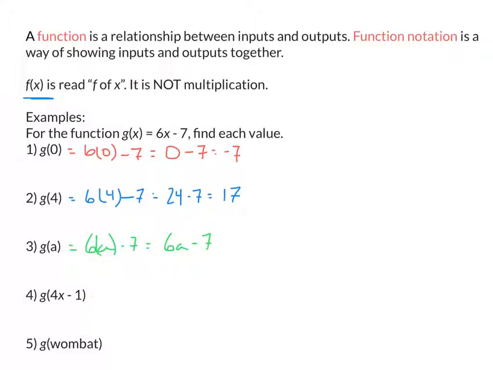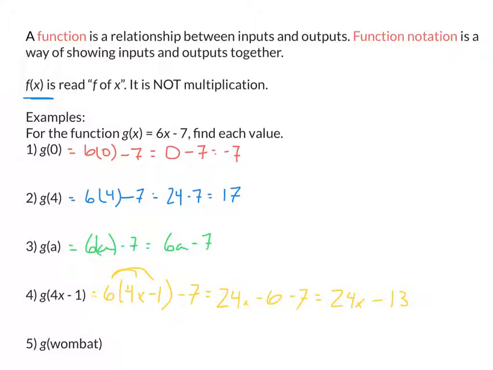In number 4, we're putting in place of x, 4x minus 1. So we're doing 6 times 4x minus 1 minus 7. Well, this we can do something with. If you remember, we can distribute that 6 through to both things to simplify. So we have 24x minus 6 and then minus 7. And so to simplify 24x, negative 6 minus 7 is a negative 13. 24x minus 13.